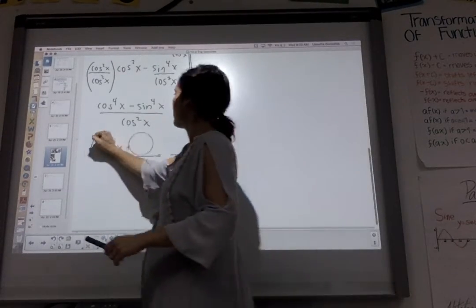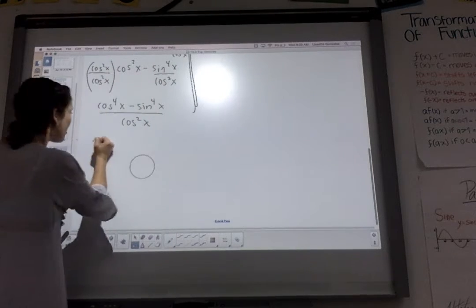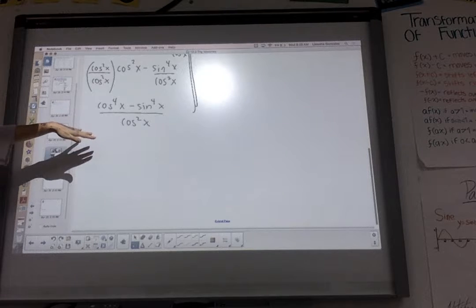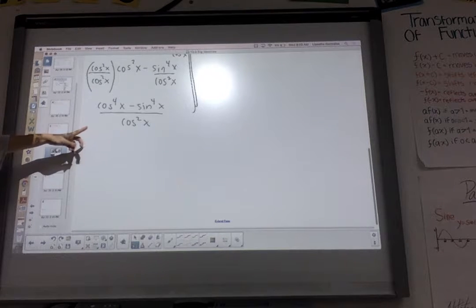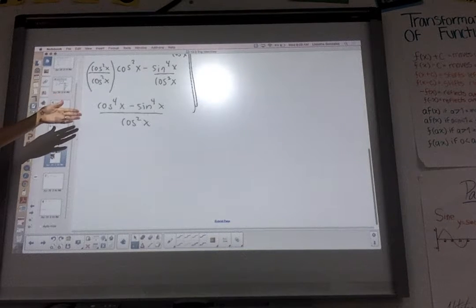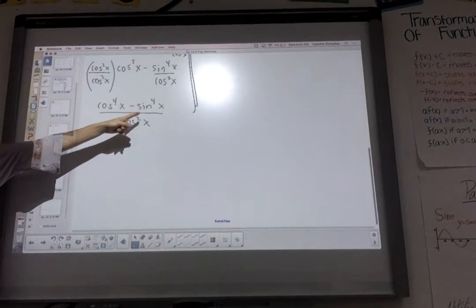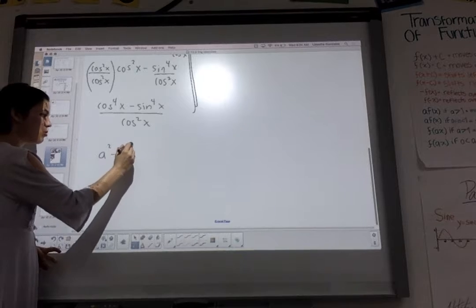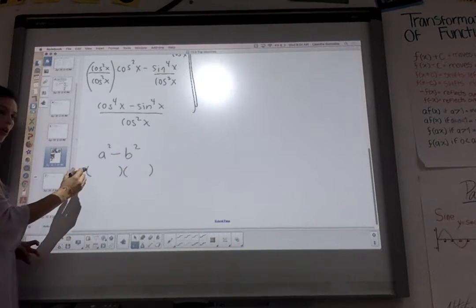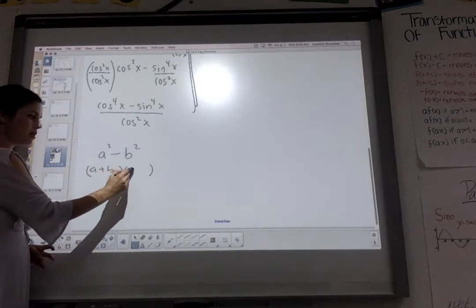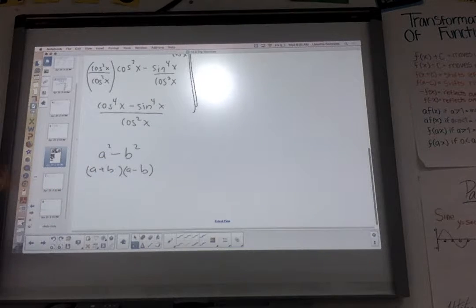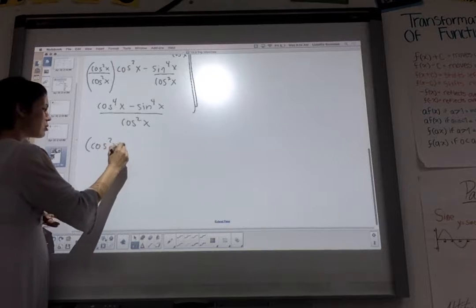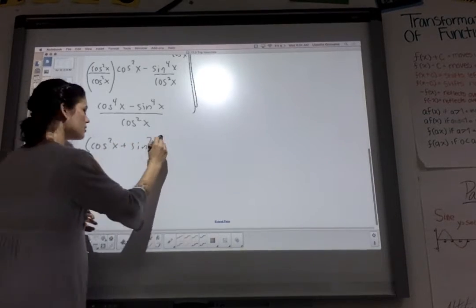Sorry, I needed to make sure this was working. I wasn't leading you astray. Okay, let's back it up to here. We got a common denominator. That is a difference of squares. When you have a squared minus b squared, how do you factor that? A plus b times a minus b. That's what I mean by difference of squares. So you could factor that as cosine squared x plus sine squared x, times cosine squared x minus sine squared x.